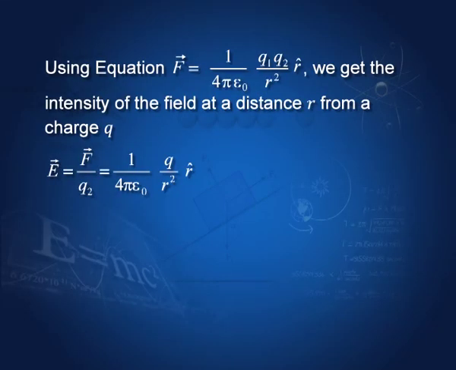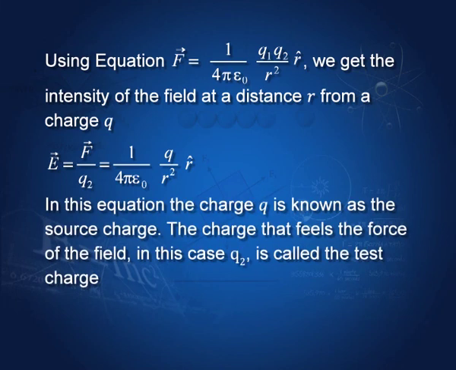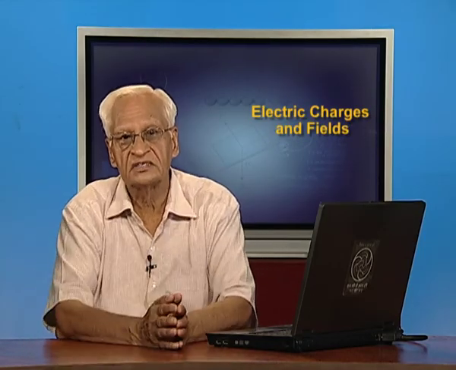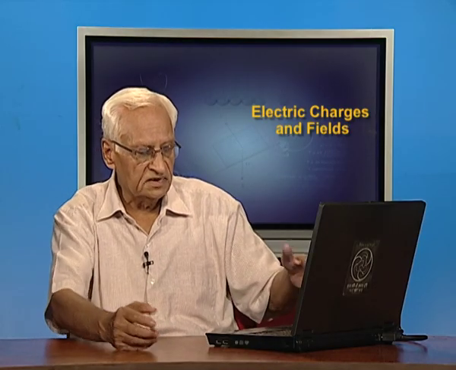So, F vector is given by this, therefore, E vector, the intensity, is the force on a unit positive charge, that is F by Q2, and if I take Q2 from this formula, then I get intensity equal to 1 by 4 pi epsilon 0 q by r squared into r, the unit vector. So, that is the intensity due to a charge q. Q is known as the source charge, and any other charge entering into the field of this charge is called a test charge. Now, what is the direction of the field?